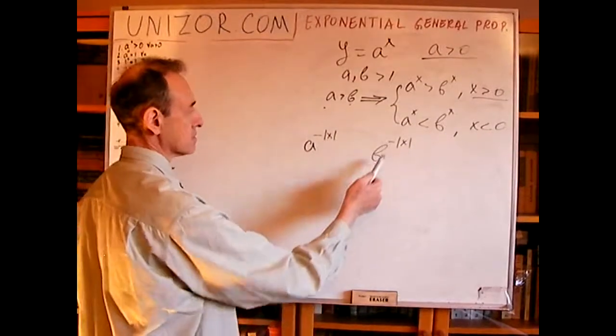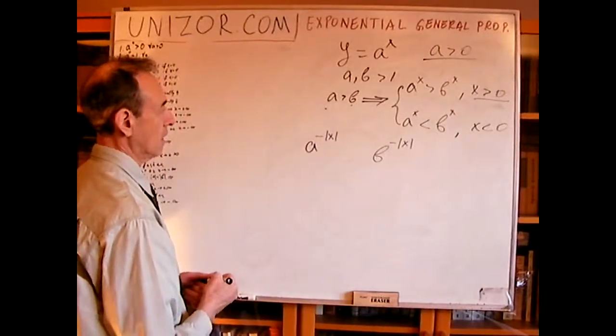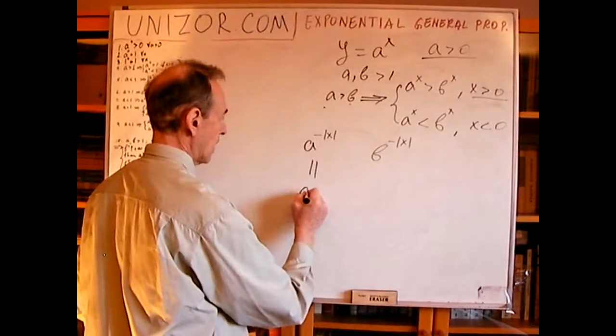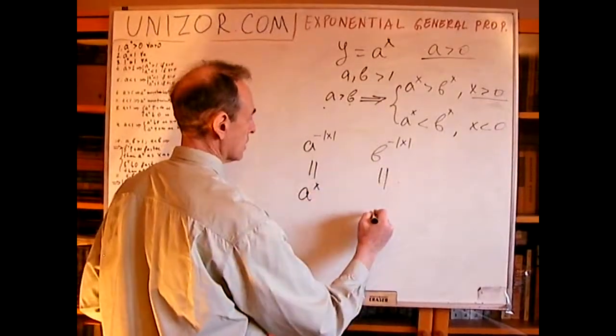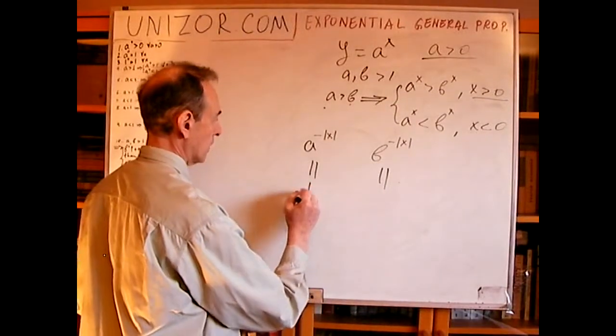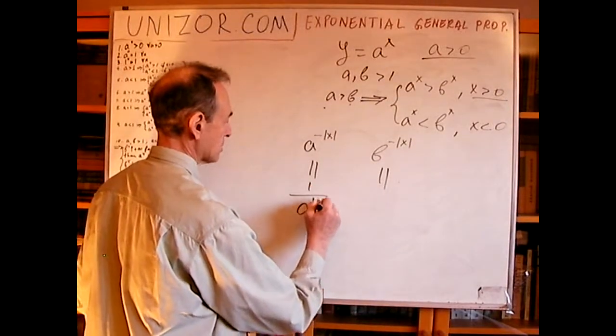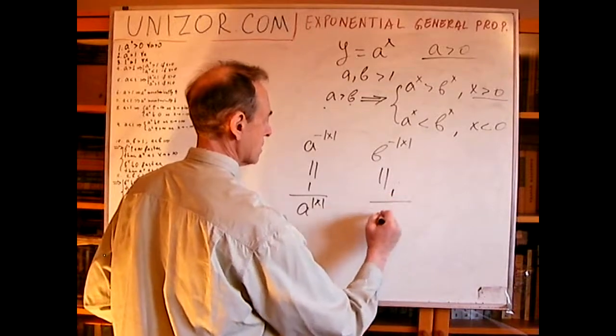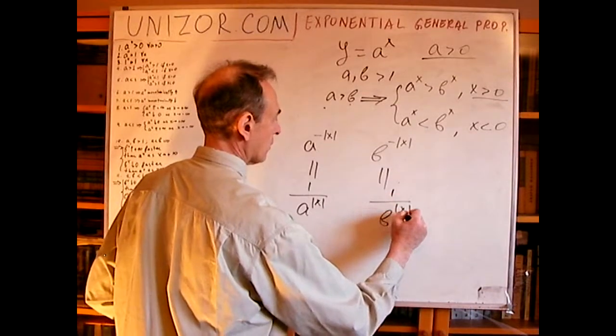And that is minus 2. And then same thing here. Now, this is equal to a to the power of x. This is equal to 1 over a to the power of absolute value of x. This is equal to 1 over b to the power of absolute value of x.